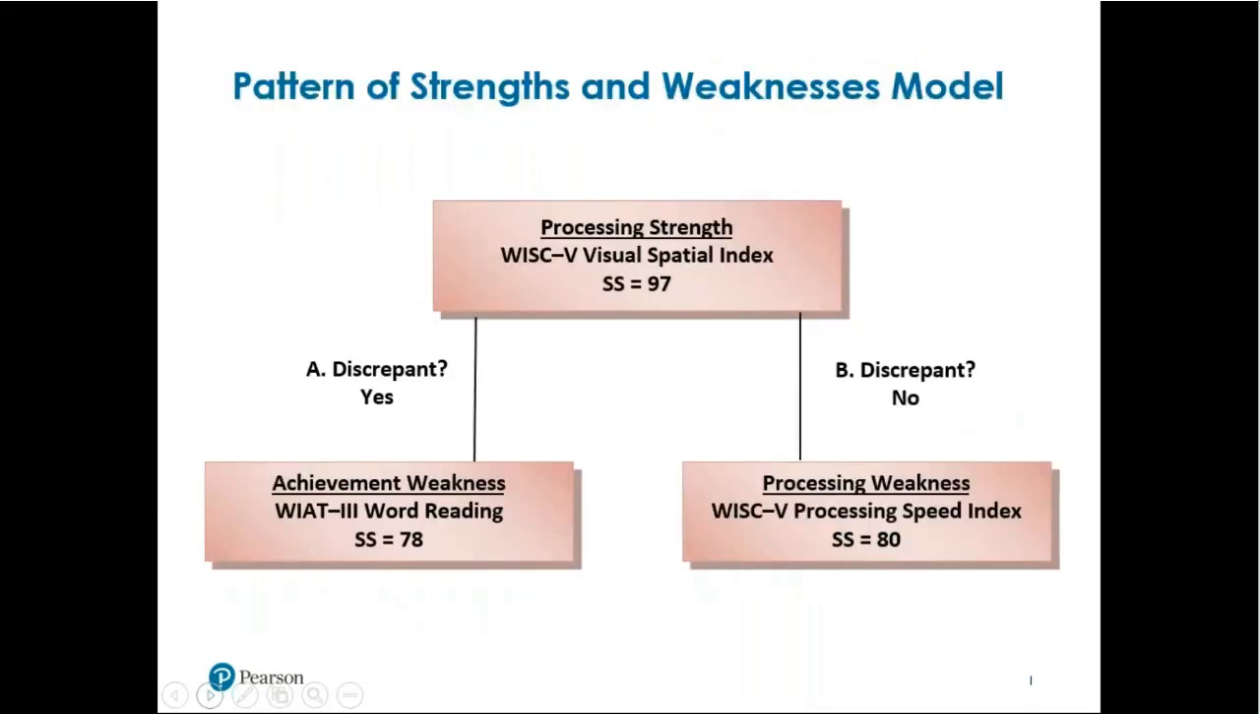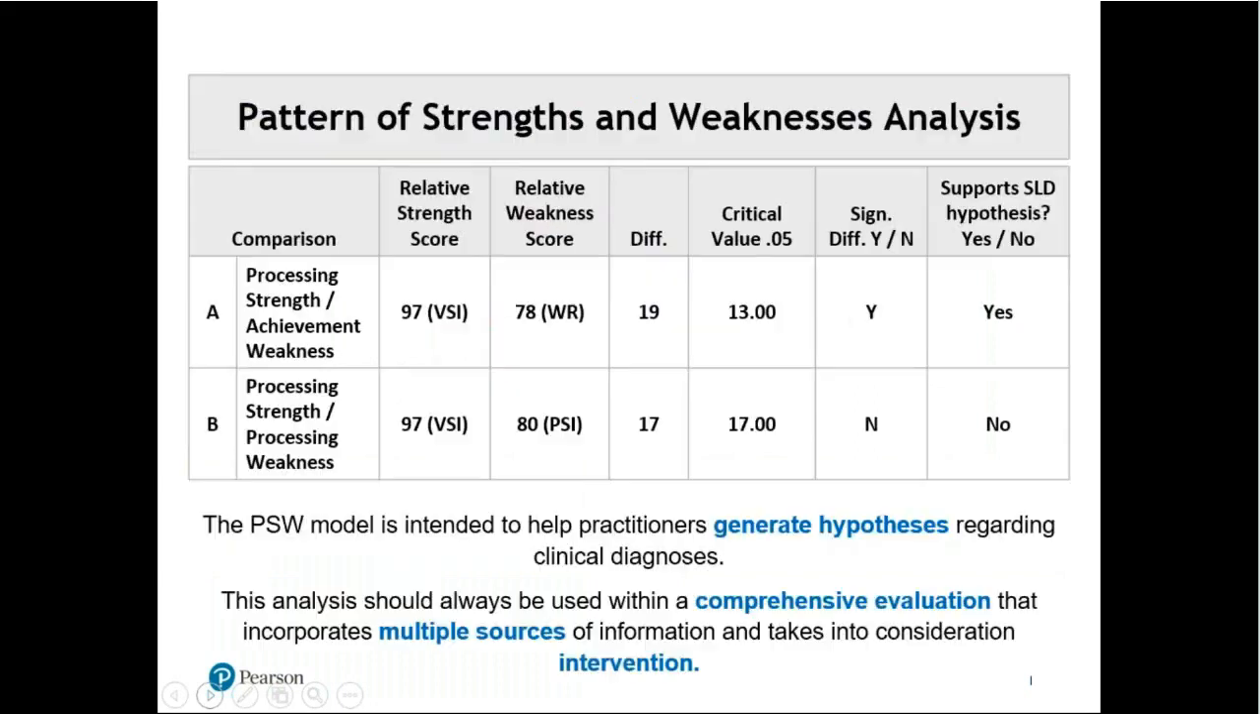So what we do is we plug it into Q Global, and the first thing we'll do is pick out word reading, which was that lowest score of 78. In this instance, again, we want a processing strength that is not related to word reading, so visual spatial, which was also her highest score, was selected, and the processing speed index was chosen as the processing weakness with a score of 80.